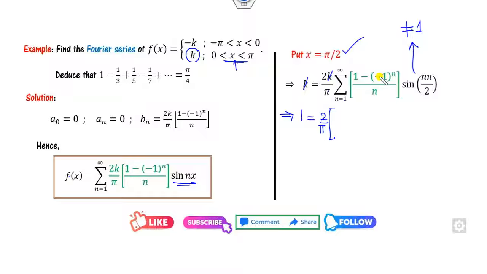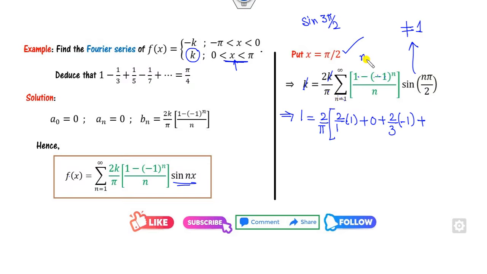When n is equal to 1, this number will be 2 over 1. This is sine pi by 2. Sine pi by 2 is my 1. When n is equal to 2, 1 minus 1, 0. When n is equal to 3, it is a negative 2 over 3. This is sine 3 pi by 2. Sine 3 pi by 2 is my minus 1.